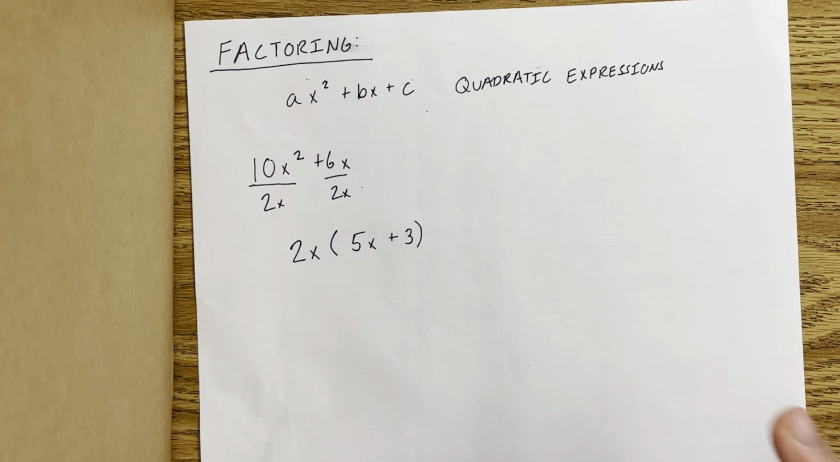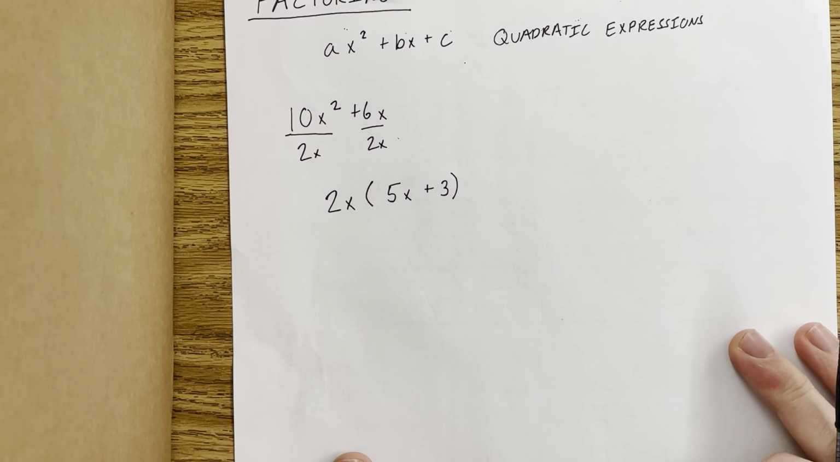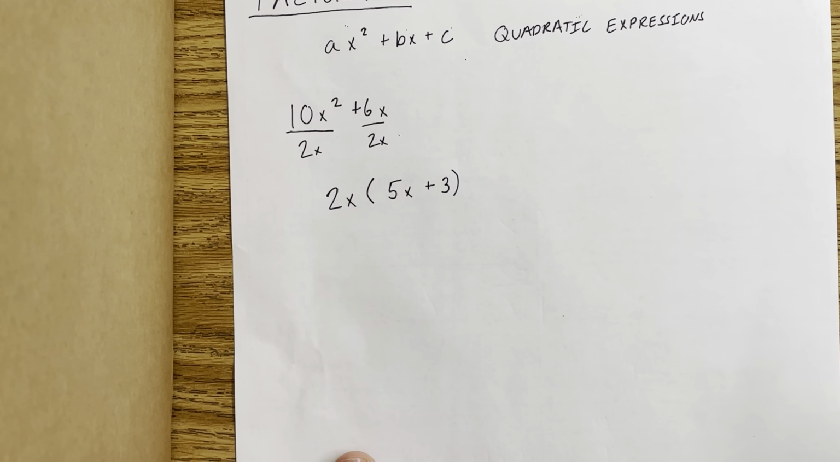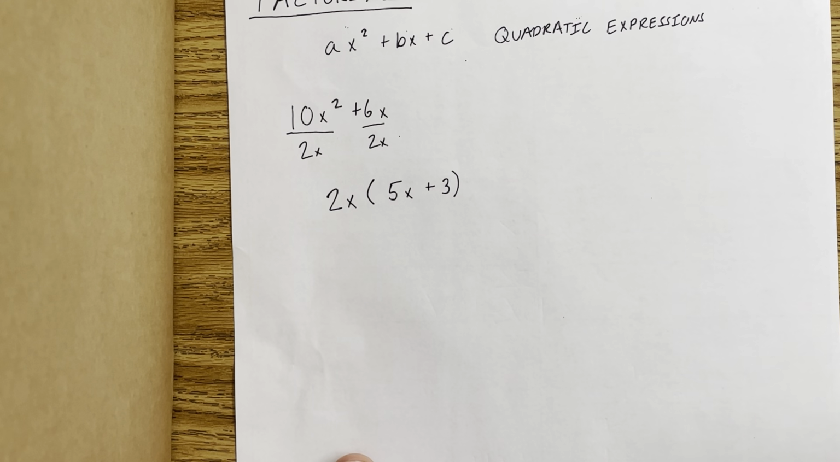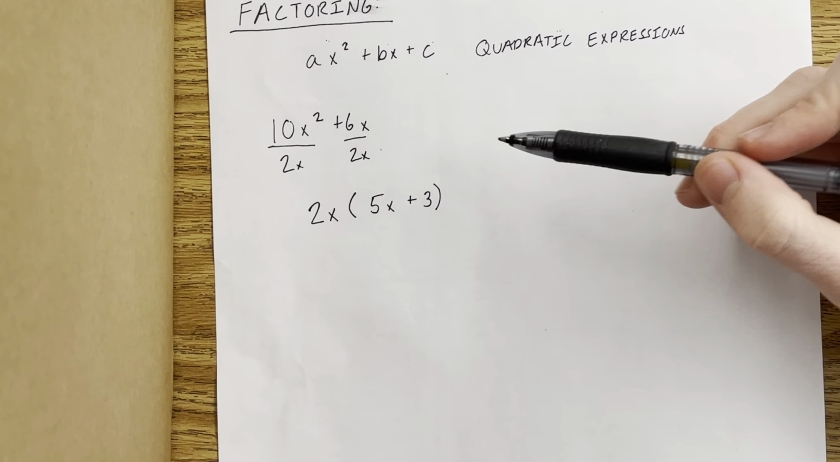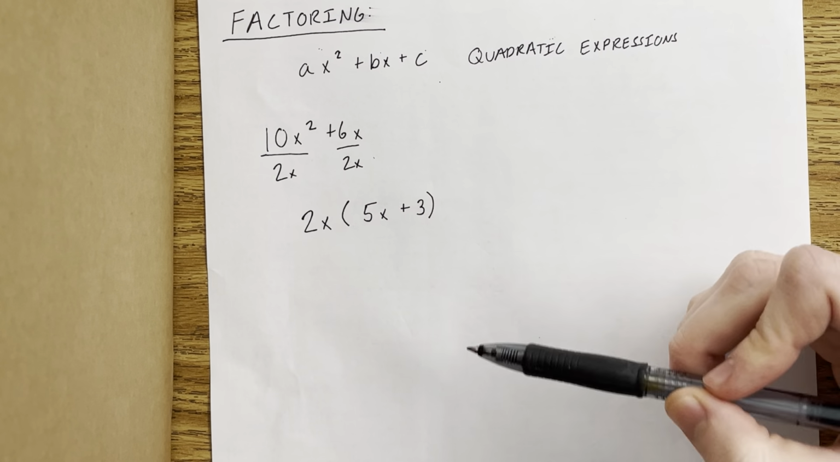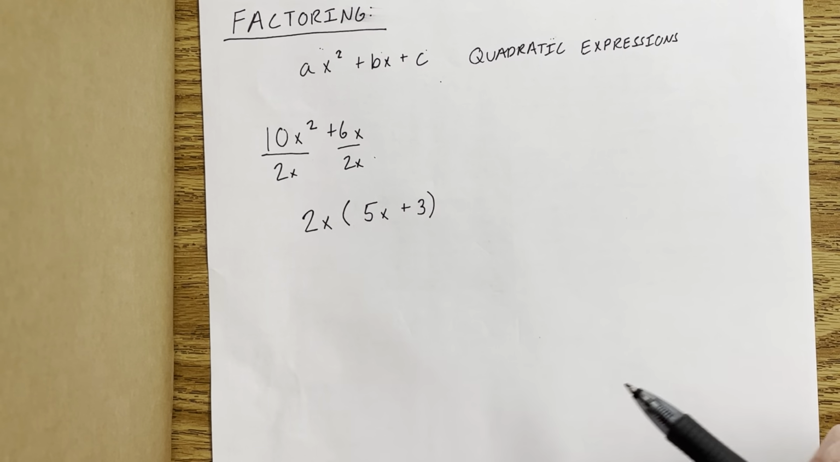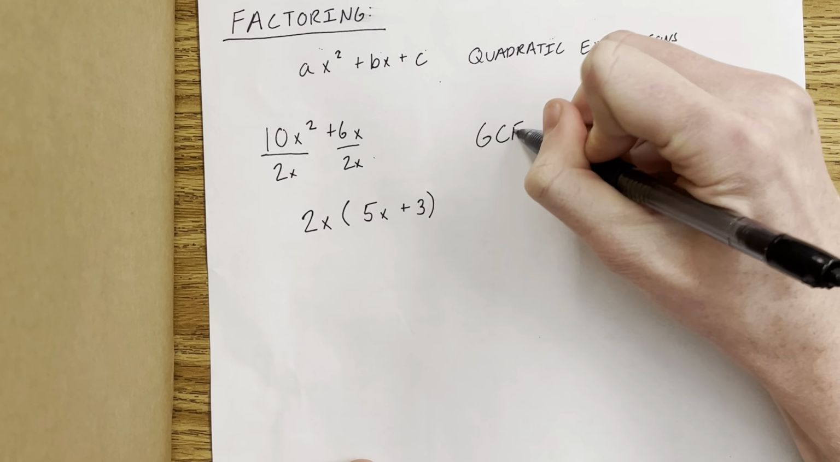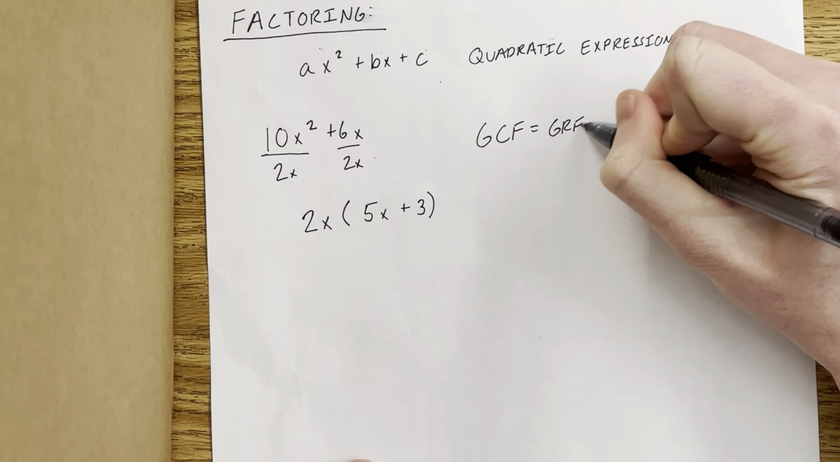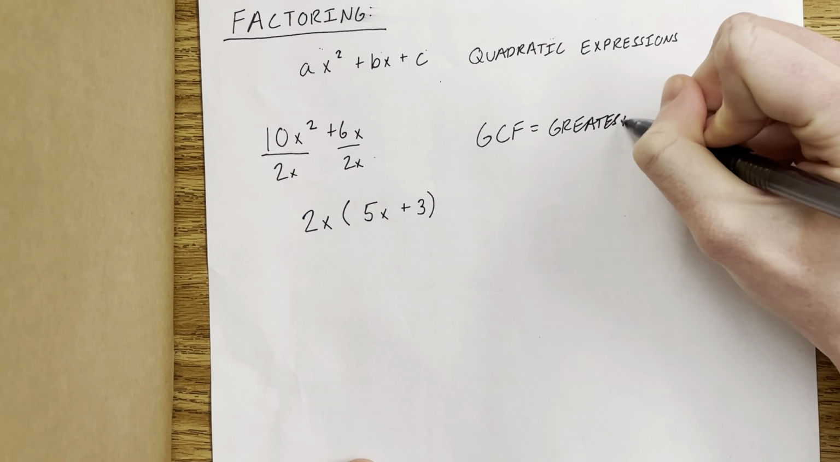This is a very, very basic problem. I'm going to get into a more complex problem that you're going to be using very frequently. But it holds true that for every factoring problem, you should always check for a GCF first. Before you do anything else, always check if there's a GCF, greatest common factor, first. GCF equals greatest common factor.